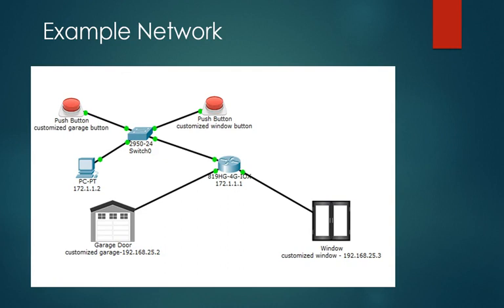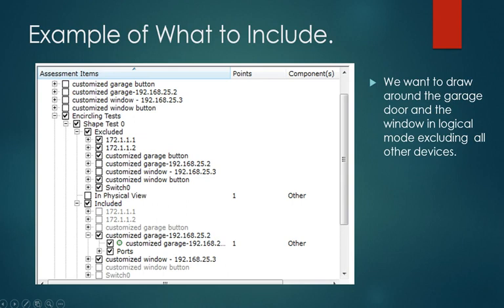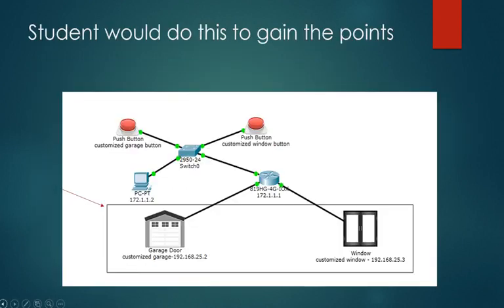Let's use this network for some examples using the shape test. Look at what we checked to meet the condition we set forth on the slide. Drawing around the 2 items without including any other device or link light gains the student the point assigned in the assessment tree. You could use any shape in this case. I used the rectangle shape, but the ellipse or freeform tool could have been used, with any color also.